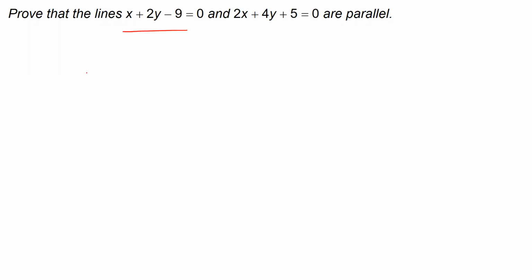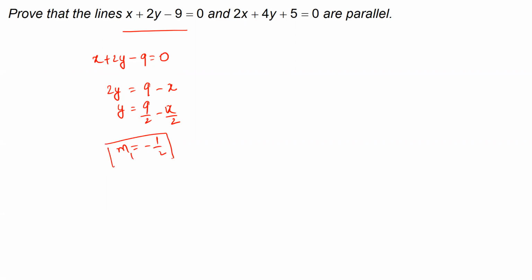So consider this line for example. It has the equation x plus 2y minus 9 is equal to 0. To find its slope, we make y the subject. So we get 2y is equal to 9 minus x, and then y is equal to 9 by 2 minus x by 2. Let's think of minus x by 2 as minus 1 by 2 times x. So the coefficient of x is minus 1 by 2, which gives us the slope of this line. Call this slope m1. So the slope of the first line is minus 1 by 2.